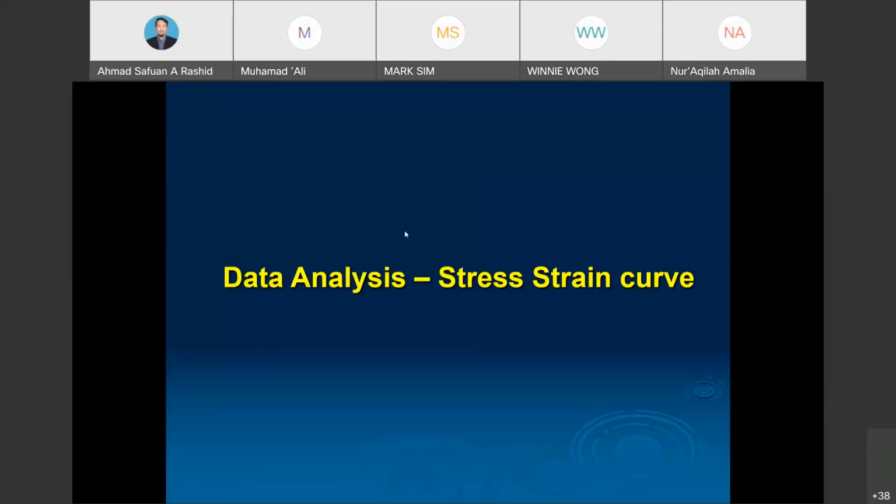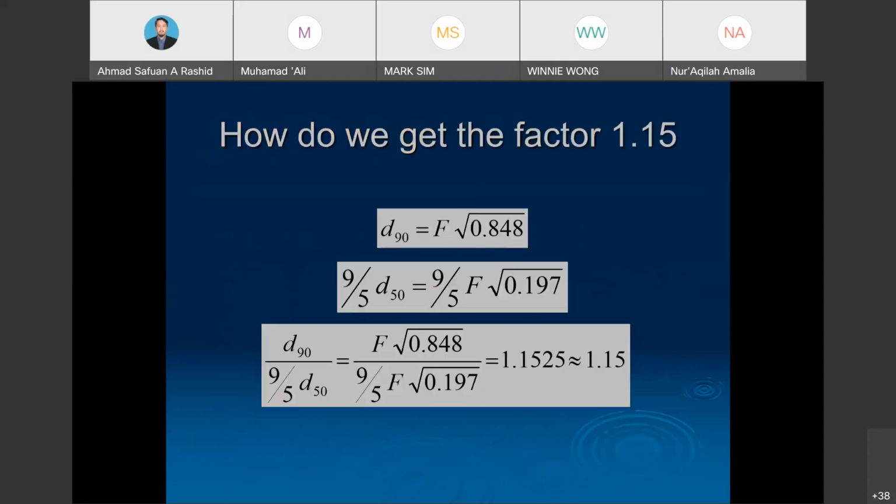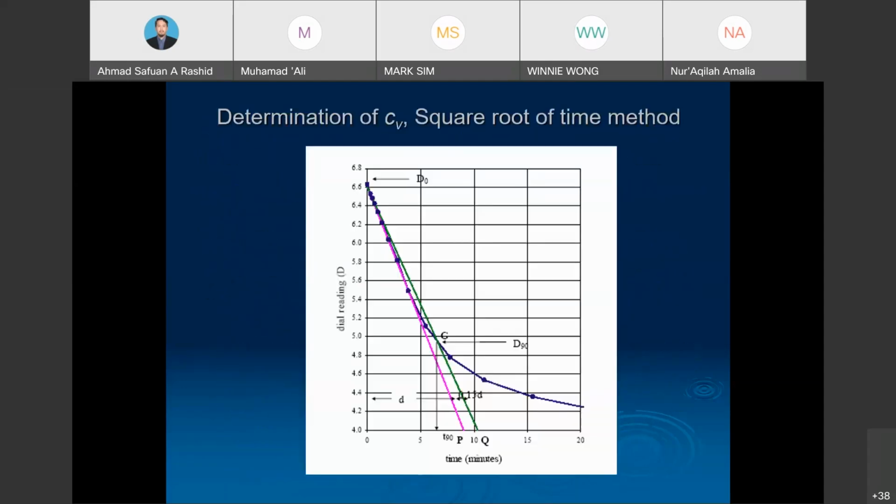Before this, we analyzed the result for each loading test. For example, on the previous graph, we only focused on, let's say, this one, 50 kPa. Then we plot the graph. From the graph, we examine it to get the CV value.